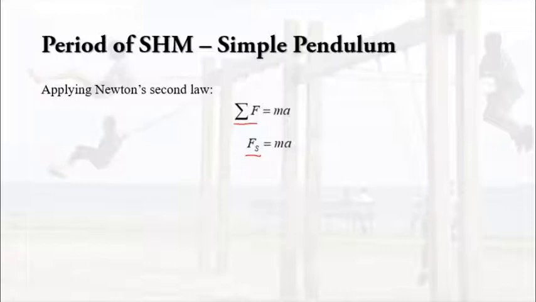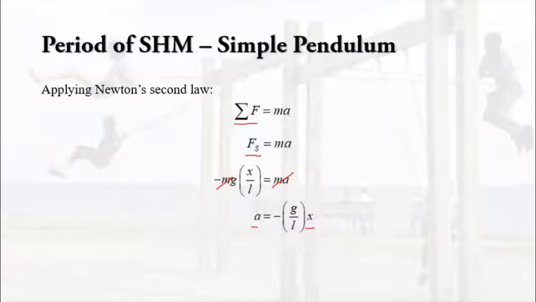Based on our derivation just now, we know that Fs equals negative mg x over L. Therefore, you substitute into the equation and you are going to get negative mg x over L equals ma. The m and m cancel out. Rearrange the equation, you are going to get a equals negative g over L times x. The reason I put it in this form is because I want to form a relationship between a and x. I want to see what is the relationship between these two variables.